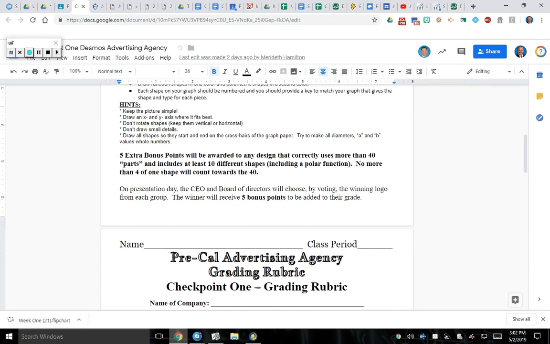On presentation day, the CEO, which is me, the board of directors, which is you, will choose by voting the winning logo from each group. So the groups that you're going to pick here in just a bit, you're going to compete against these groups. And the winner will receive 5 bonus points. So there's 10 bonus points.